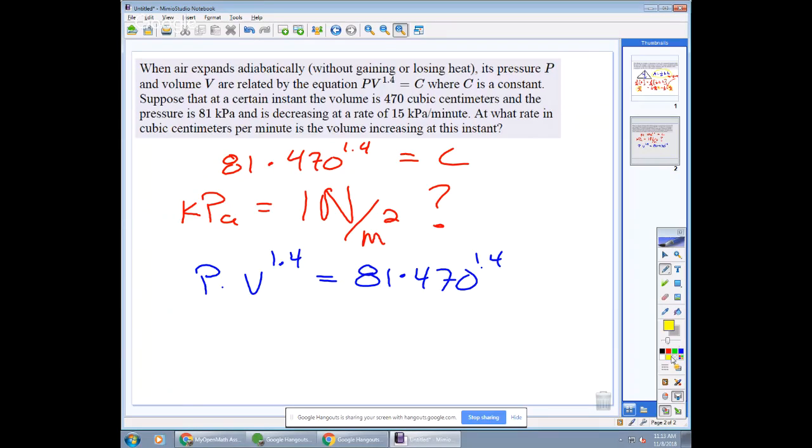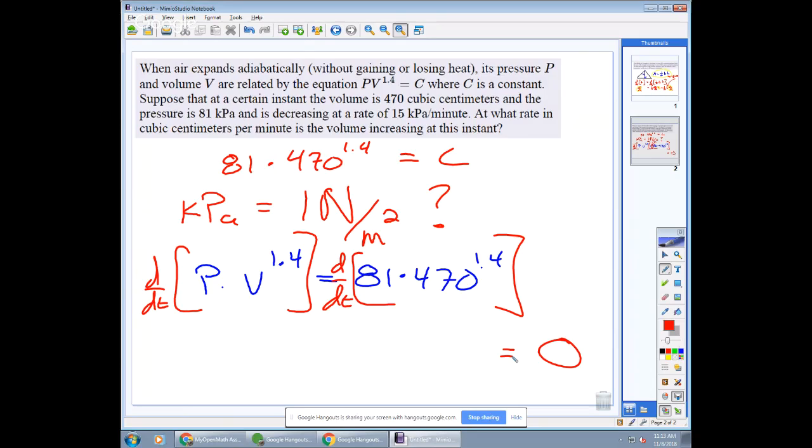So differentiating both sides with respect to time, I'm going to get a 0 on the right side. On the left side, I have to use the product rule. So the derivative of P is just dP/dt, times V to the 1.4, plus, this time P stays constant, we have to take the derivative of V to the 1.4, which is going to be 1.4 times V to the 0.4, because we've dropped the power by 1, times dV/dt.